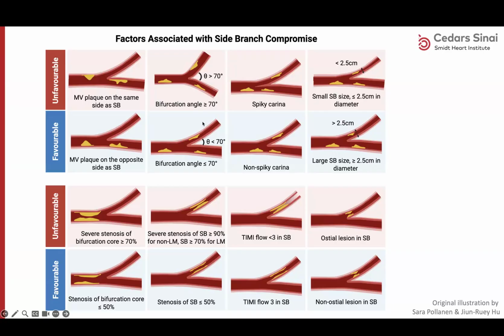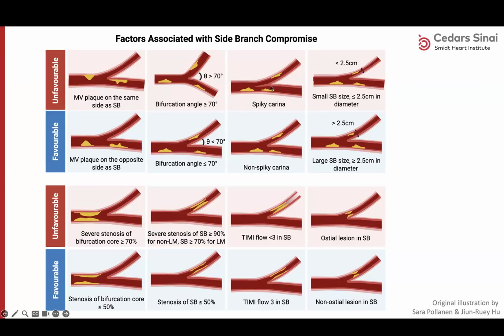Unfavorable bifurcation angle, more than 70 degrees. A wide angle greater than 70 degrees is more likely to result in plaque shift and hemodynamic compromise. It also alters the flow dynamics, whereas a more gradual angle, 0 to 70 degrees, generally allows for easier access into the side branch and reduces the risk of compromise.